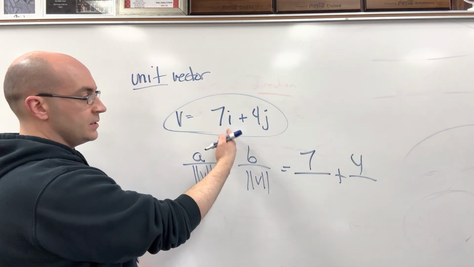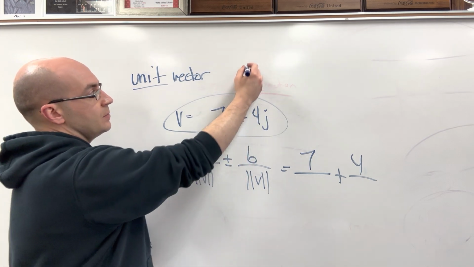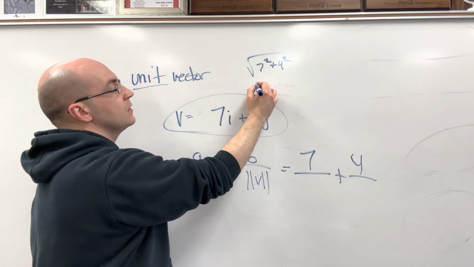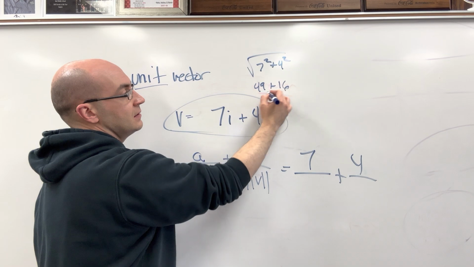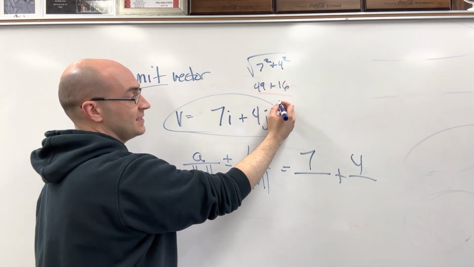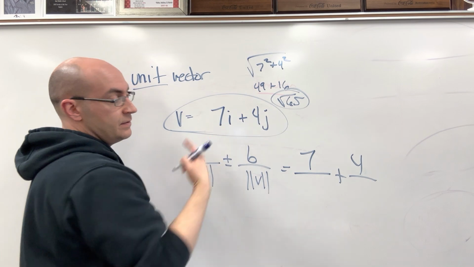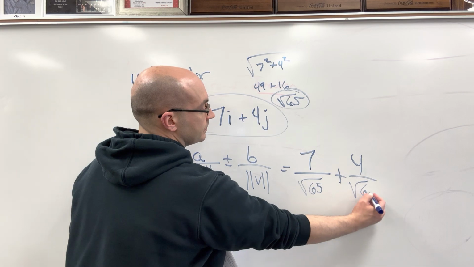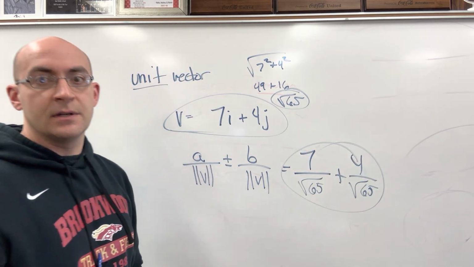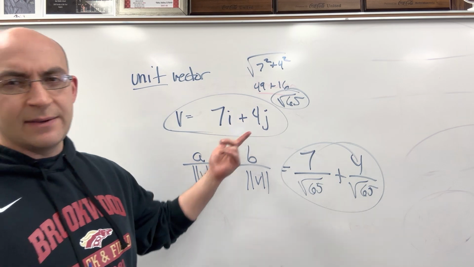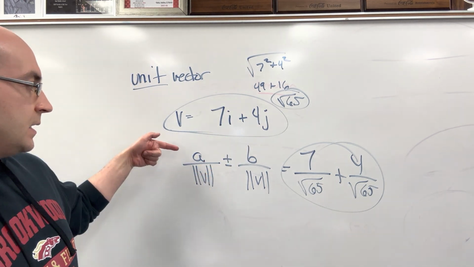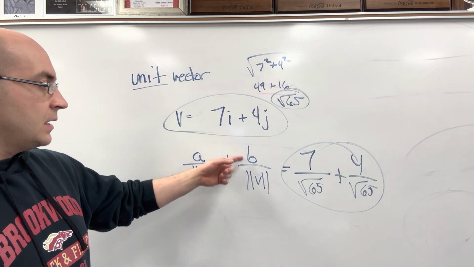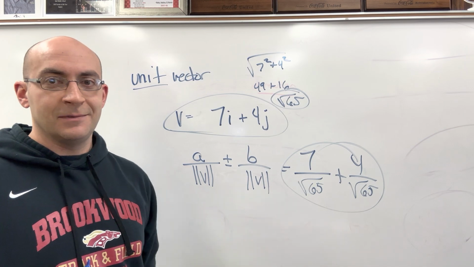So the magnitude of this is the square root of a squared plus b squared. So 7 squared and 4 squared, so 49 plus 16. So it's going to be 65. So the magnitude of this vector is the square root of 65. So we're just going to put the square root of 65 under both of these. And that's my final answer. So again, to find a unit vector, it's going to be given to you in some kind of component form. It's whatever the a value is, meaning x, over the magnitude of that vector, and b over the magnitude of that vector.